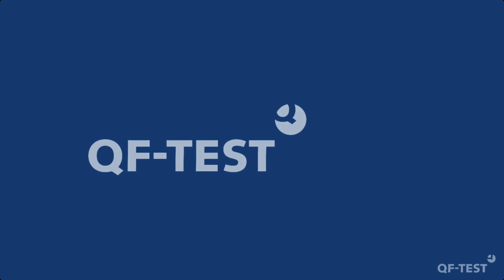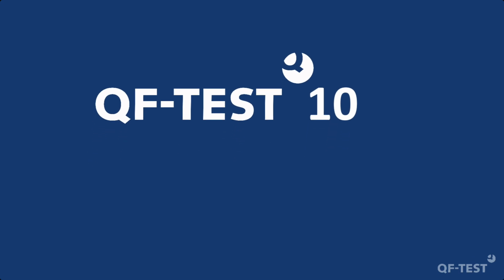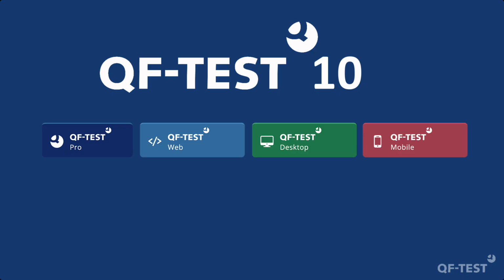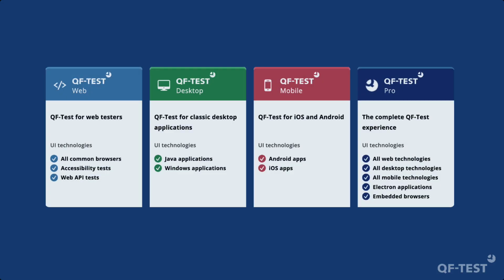Starting with version 10, QFTest comes in 4 editions: Pro, web, desktop and mobile. QFTest Pro is the full version with the complete feature set. If you want to focus on a specific UI technology, you can now use the web, desktop or mobile editions. These contain only the features needed for the respective application types, making them streamlined and easier to navigate. All new editions remain fully compatible with existing licenses.